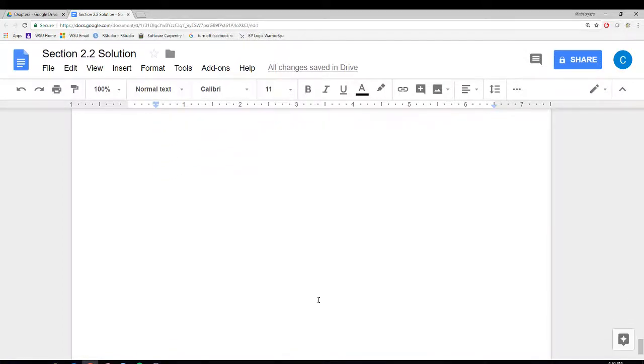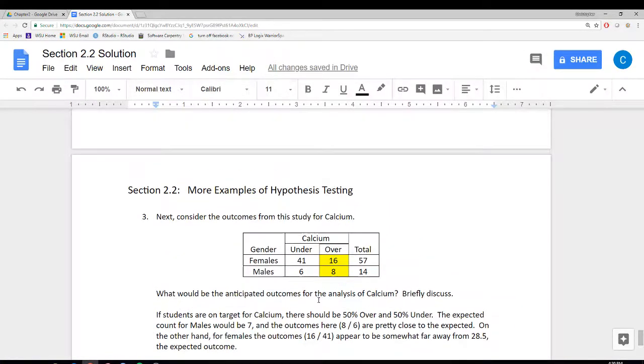Okay, that's it for section 2.2. In the next section, we're actually going to start using our spreadsheet to compute these p-value quantities that we've been looking at through the reference distribution app. We can actually get these p-value calculations through a spreadsheet, and that's what we'll do next.